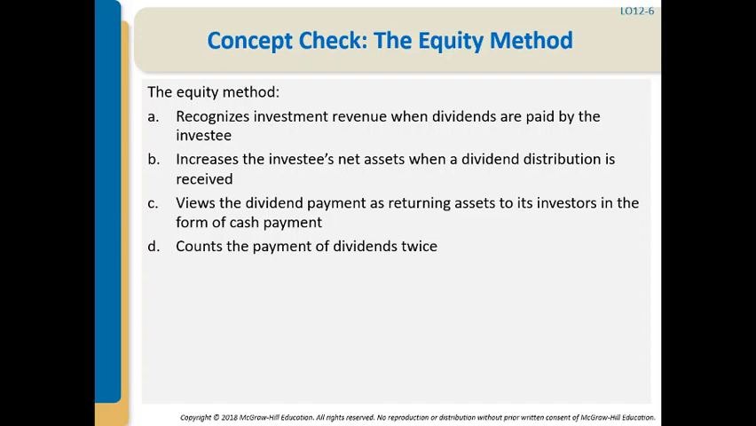The equity method says recognizes investment revenue when dividends are paid by the investee. We know that's not true. B, increases the investee's net assets when a dividend distribution is received. We know that's not true. Views the dividend payment as returning assets to its investors in the form of a cash payment. We know that's true.